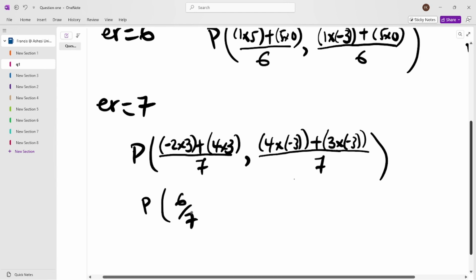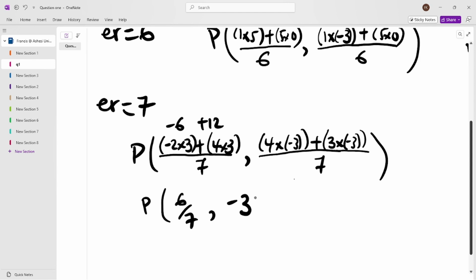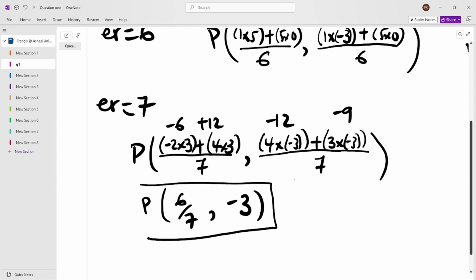Are you sure it's 6 over 7? Let me see. Negative 6, this one is 12. Then comma negative 3. This is negative 12. This is negative 9. This and this will give me negative 21. This is correct. So your two answers are correct.